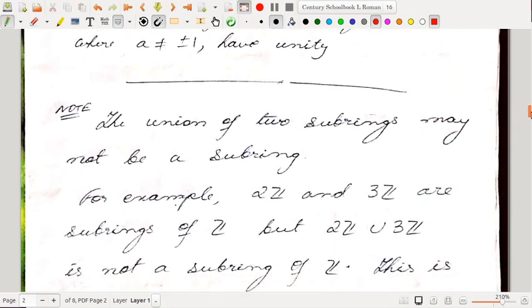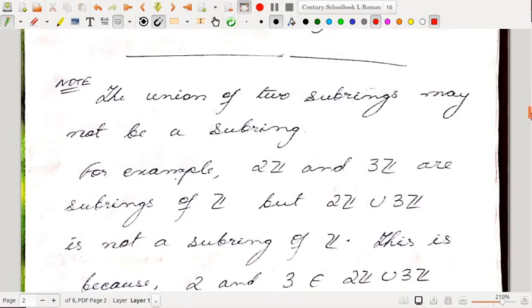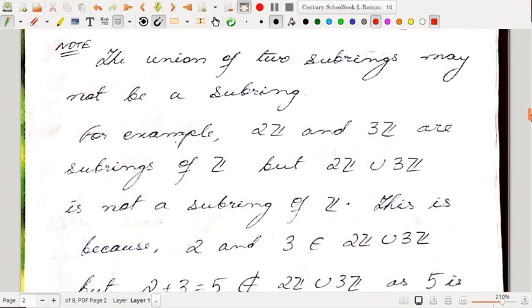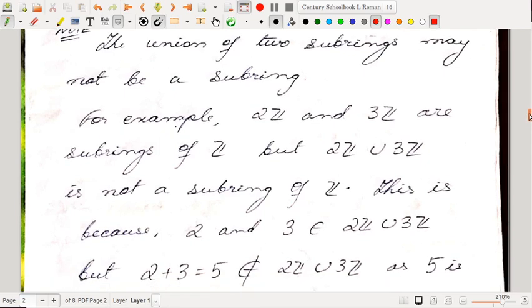Okay, so one thing that I had remarked in the earlier class: we had shown that the intersection of any two subrings is also a subring, but I had remarked that the same thing is not true for union. That is, the union of two subrings may not be a subring. So this is one example we can show: the union of two subrings may not be a subring.